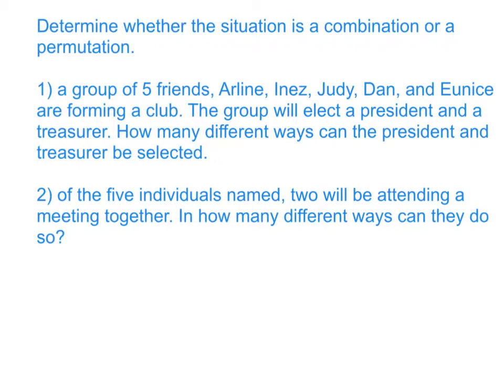For example, determine whether the situation is a combination or a permutation. Option 1. A group of 5 friends, Arlene, Inez, Judy, Dan, and Eunice, are forming a club. The group will elect a president and a treasurer. How many different ways can the president and treasurer be selected? In that situation, you have a president and a treasurer. They are 2 different roles, and therefore it matters which person you put in which role. Therefore, order matters, and that would be a permutation.